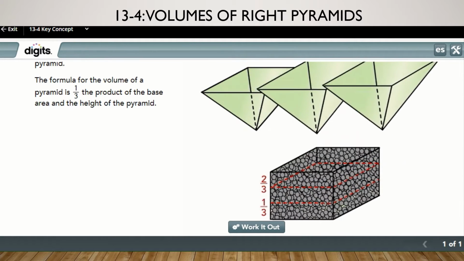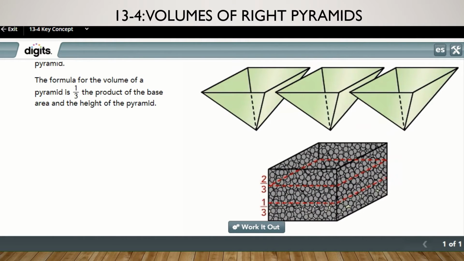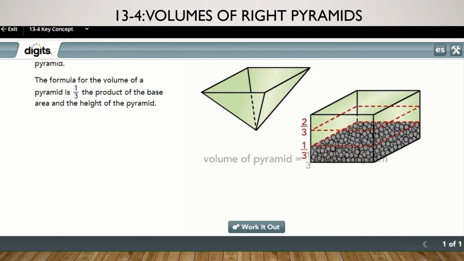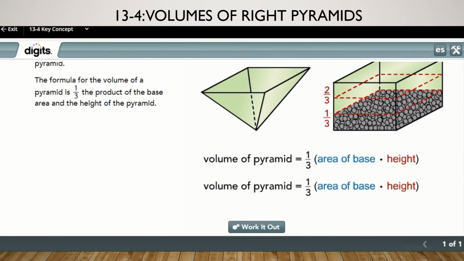It takes 3 containers of the pyramid to fill the prism. So the volume of the prism is 3 times the volume of the pyramid. This means that the volume of the pyramid is 1/3 the volume of the prism. Remember that the volume of a prism equals the area of the base times the height. So the volume of a pyramid, V, equals 1/3 B times H.